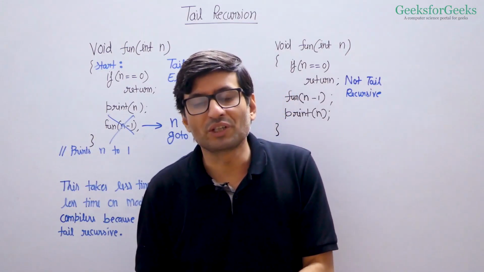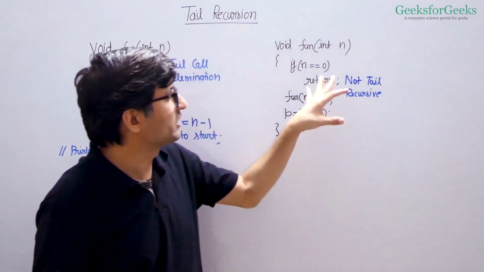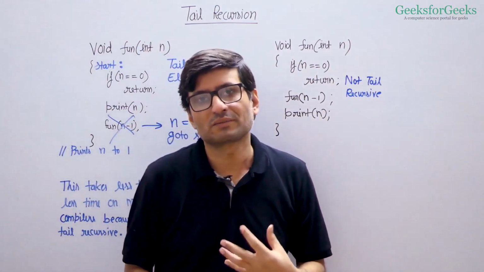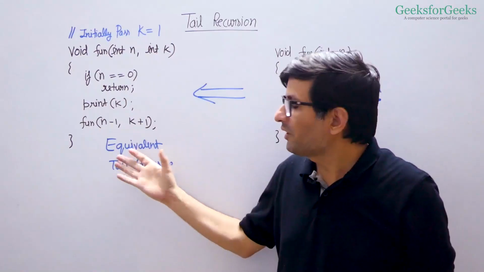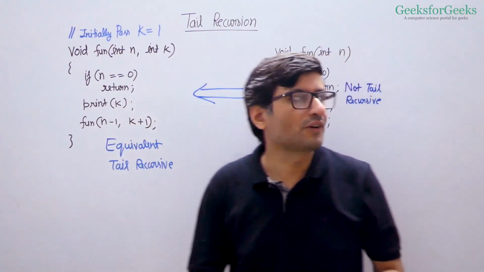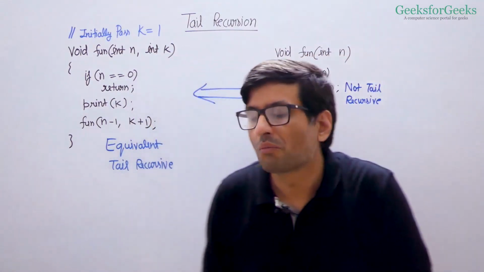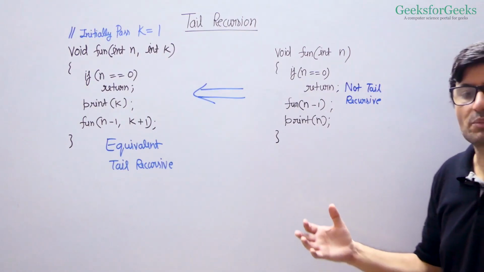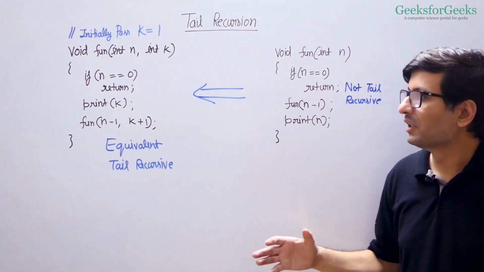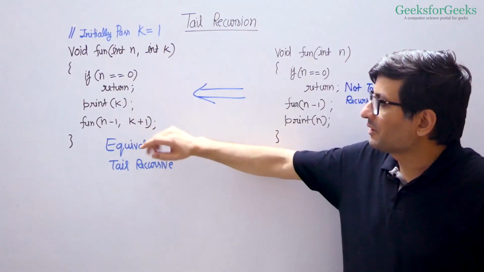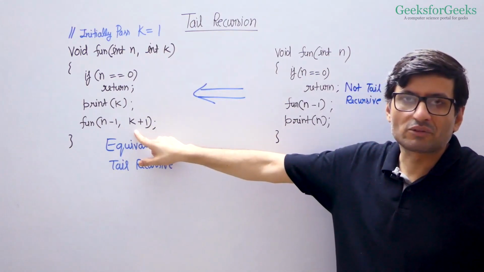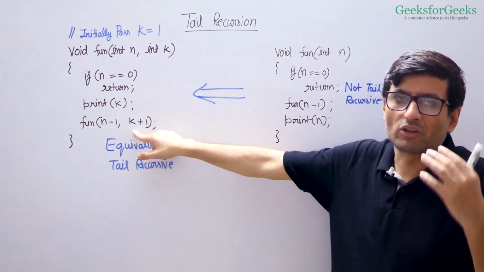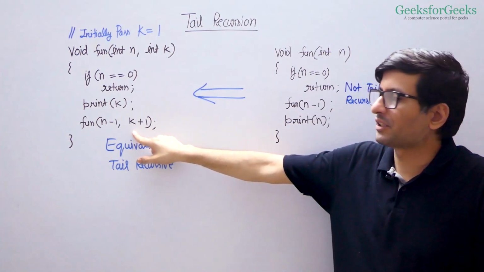Now please pause this video and try to think of changes to this code so that it can become tail recursive. Here is the equivalent tail recursive function for this function. Both of these functions are recursive and both of these functions print numbers from 1 to n. In this tail recursive function, the last thing is the recursive call. So there is no overhead and the compiler would do tail call elimination and this would run faster.